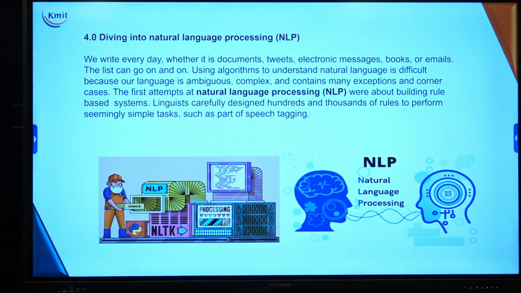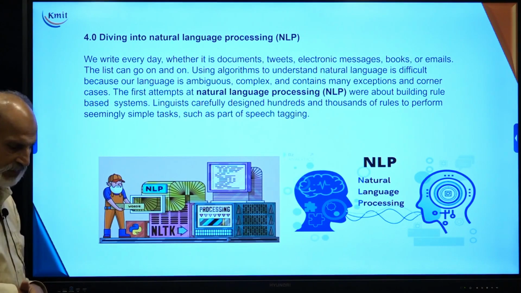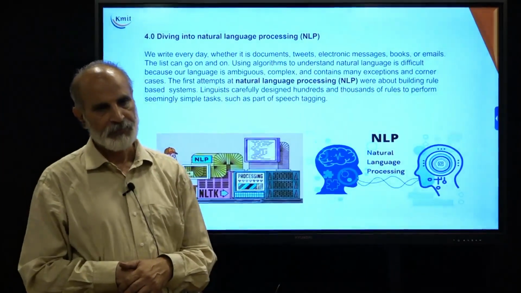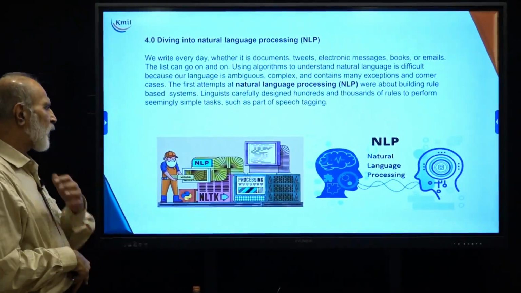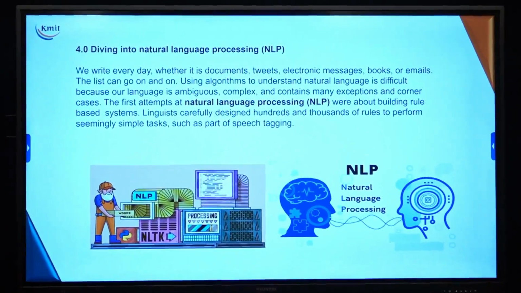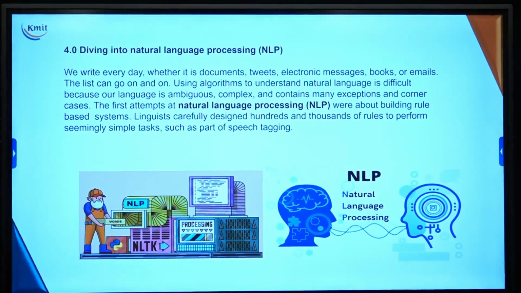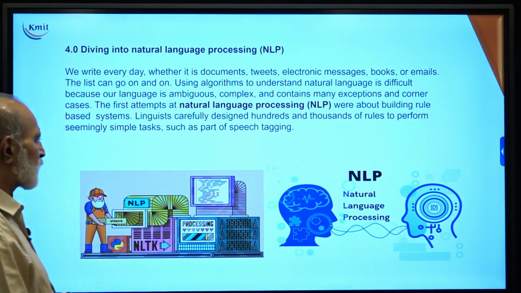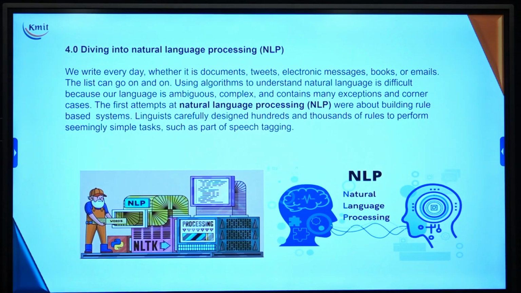Using algorithms to understand natural language is difficult because our language is ambiguous, complex, and contains many exceptions and corner cases. Human language is much tougher, while computer language is much easier, because it does not have so many commas, semicolons, uppercase and lowercase, and all those things, and is easier to deal with than human language. We have Tamil, Telugu, Malayalam, all the languages; their phonetics are different, their way of writing is different, and the computer has to learn all the natural languages.